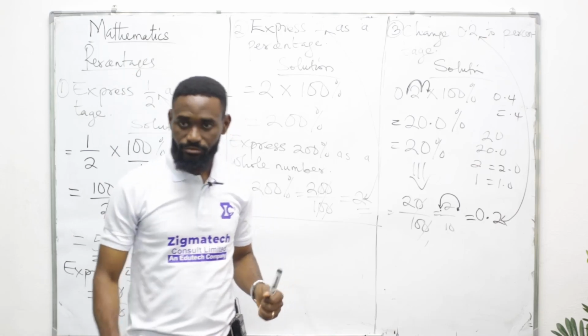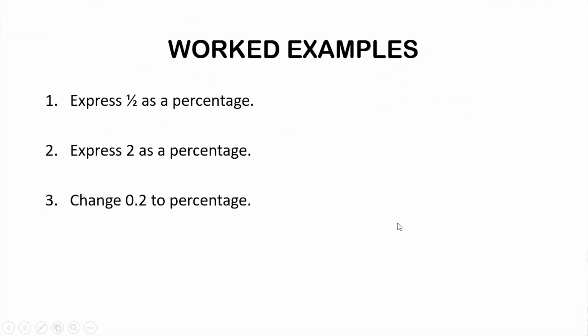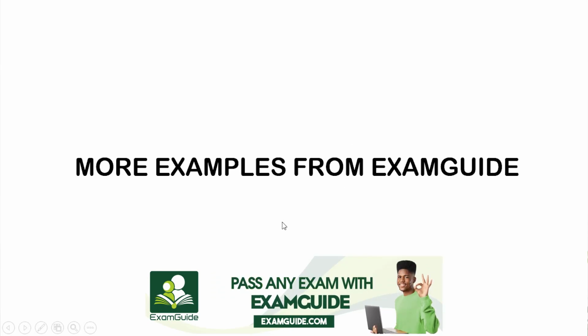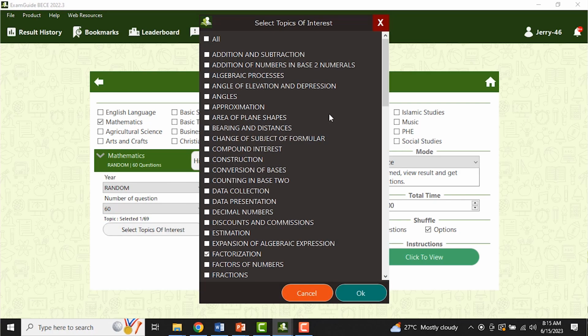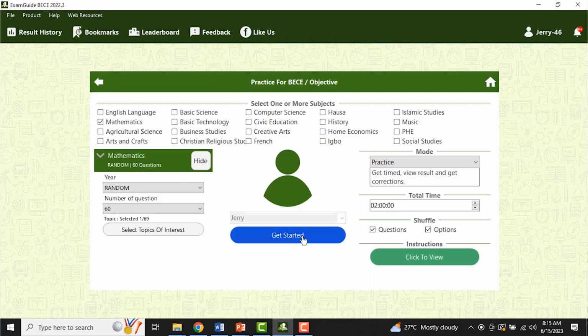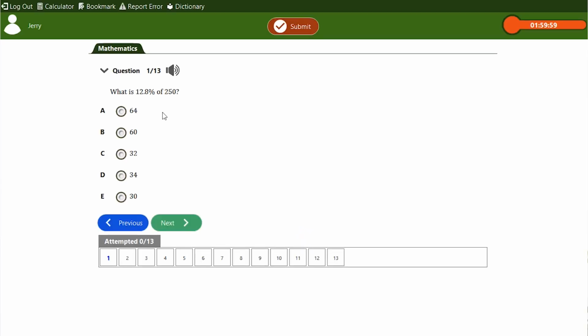You get that now? Okay, so let's look at some questions from our exam guide. Let's look at some things from our exam guide and see what we can get from there. This is percentages. Okay, percentages. So let's look at some questions that we have there.